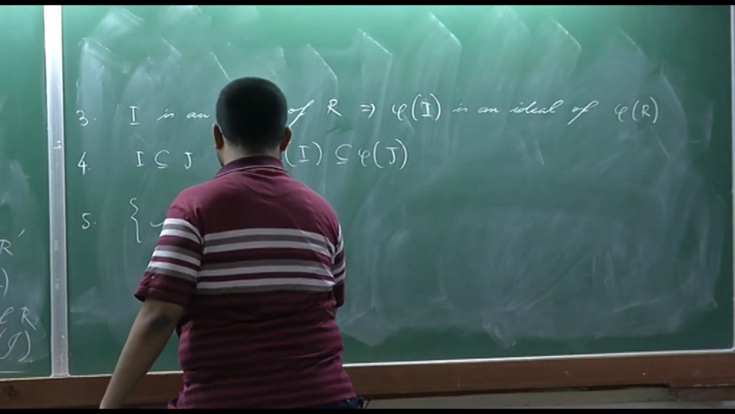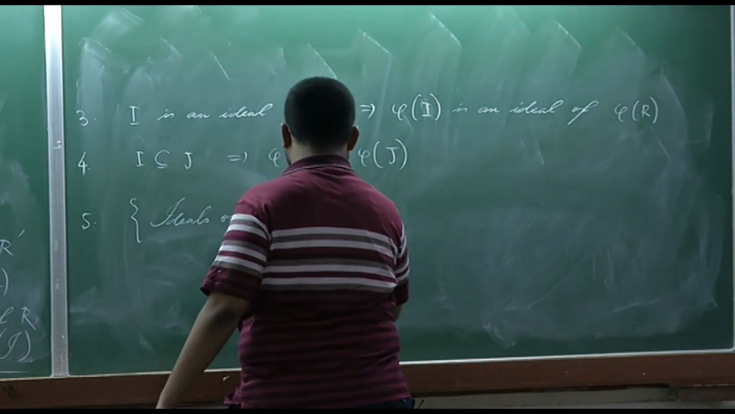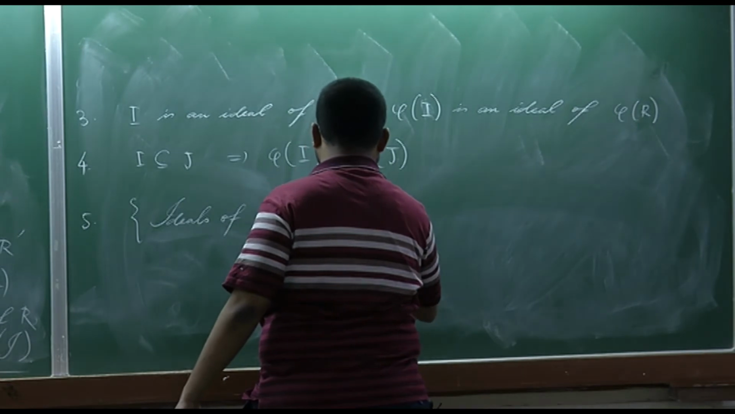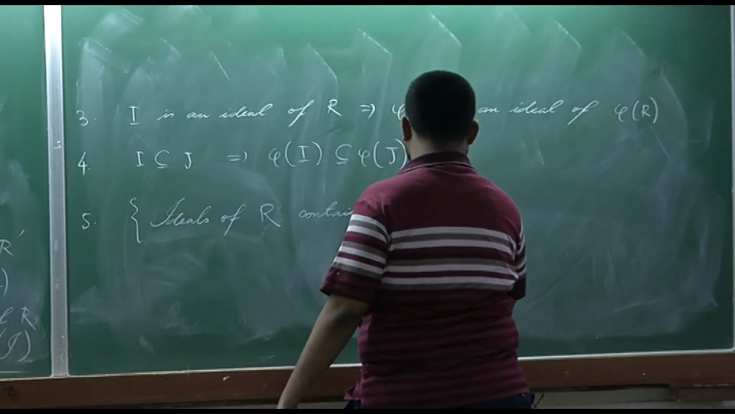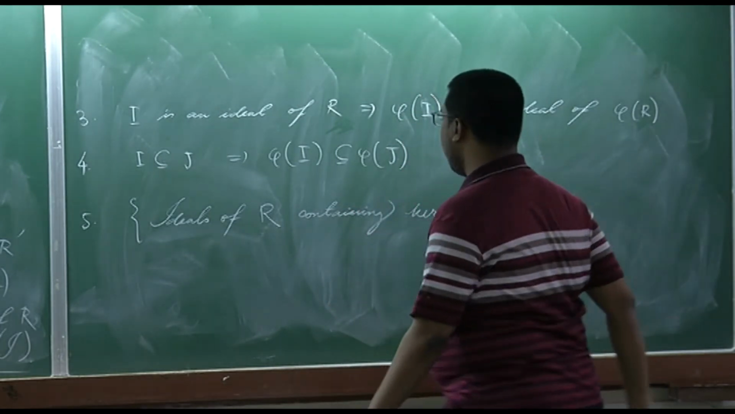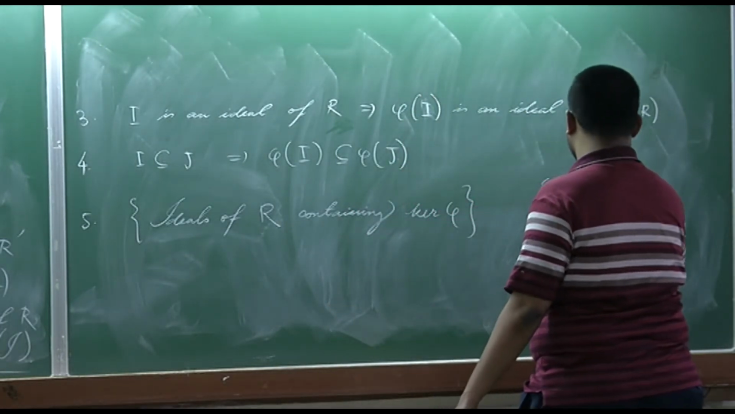Now, the most important part is, on one hand you have ideals of R containing the kernel of phi. On the other hand, we have ideals of the subring.